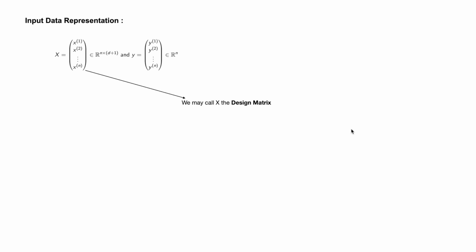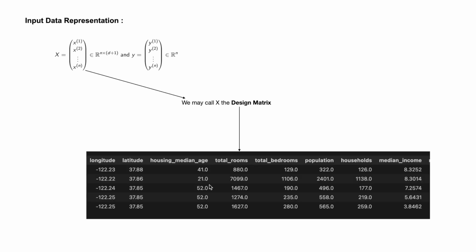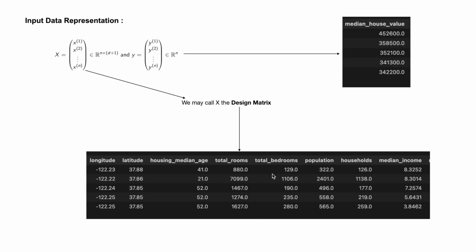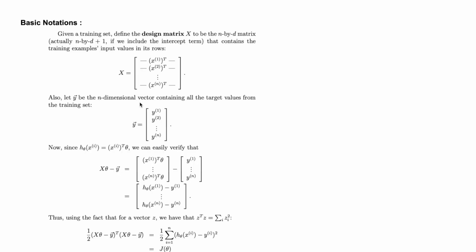So let's talk about how we represent everything in matrix form. This is how our input matrix is going to look, and this is our output matrix, or output column vector. Let's talk about the basic notation here. This is our input matrix and this is our output matrix. So you can say that your hypothesis h theta of x is going to be x transpose theta, right? And then x theta minus y is going to be the hypothesis minus y, and like that.